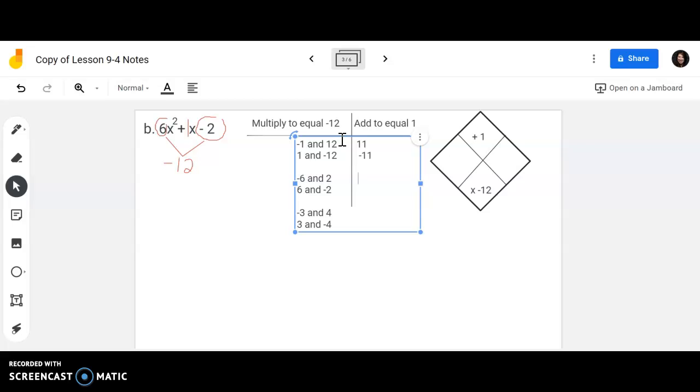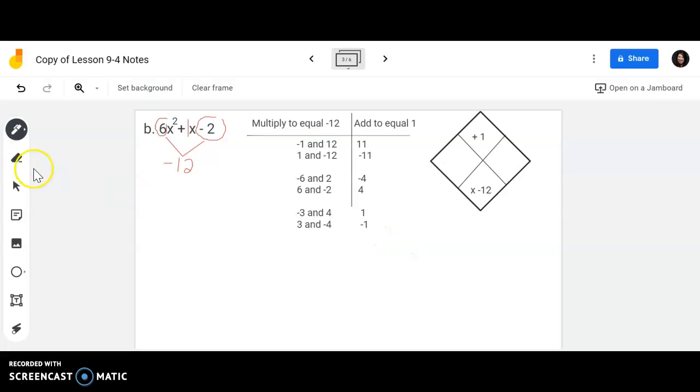Negative 6 plus 2, that's a negative 4. Positive 6 plus negative 2 is a positive 4. And then we have negative 3 plus 4, that's a positive 1, and positive 3 plus negative 4 is going to be a negative 1.